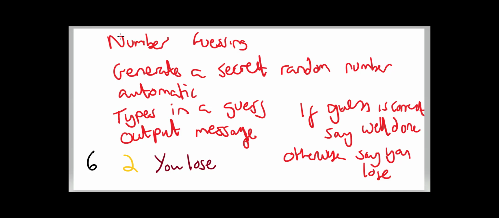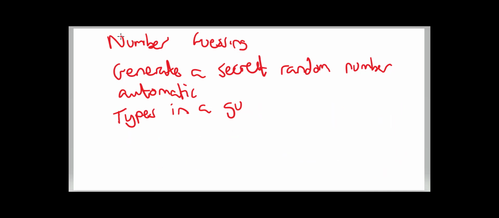So generate a secret random number, type in a guess, output a message depending on if they get it right or wrong. Turn that into a structure chart. Okay, so pause the video if you haven't already. What I'm going to do is show you a solution to this. Let's go back in time.